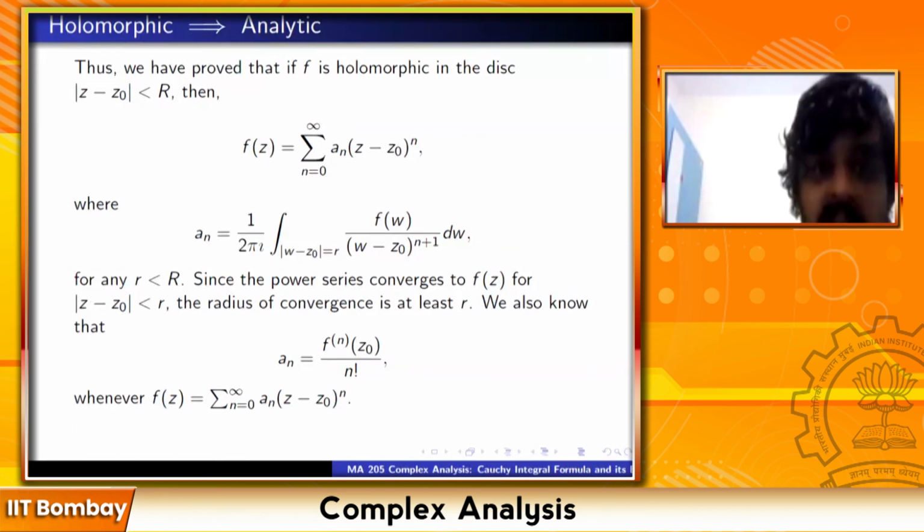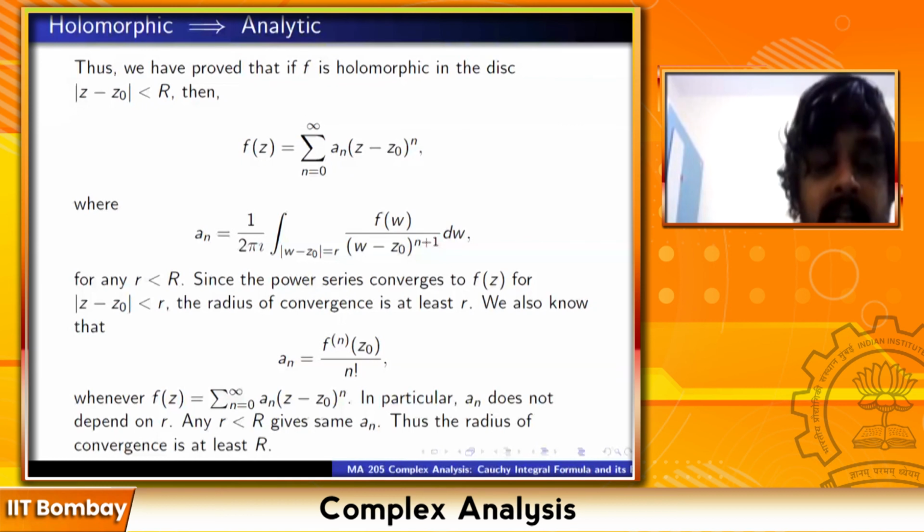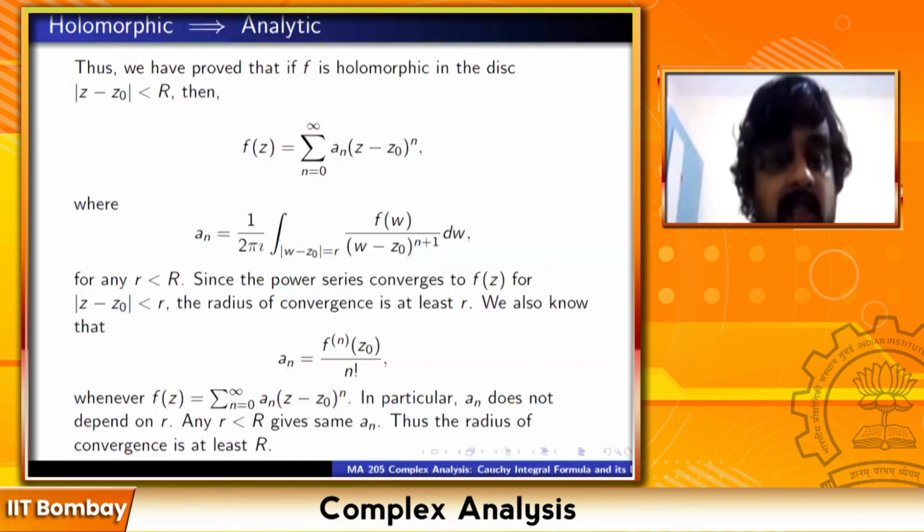In some sense, we know a_n in two different ways. We know a_n as a certain integral, and we also know a_n as a certain derivative. Sometimes, depending on whatever is convenient, you can use either to compute a_n. In particular, a_n does not depend on r. Any small r less than capital R gives the same a_n. The radius of convergence is thus at least capital R. Okay, so that completes the discussion for the day.